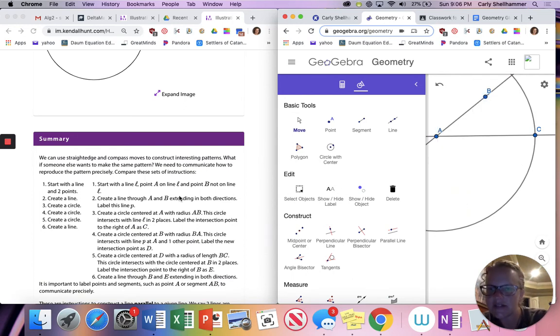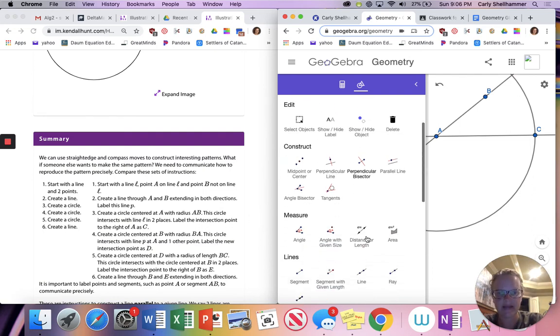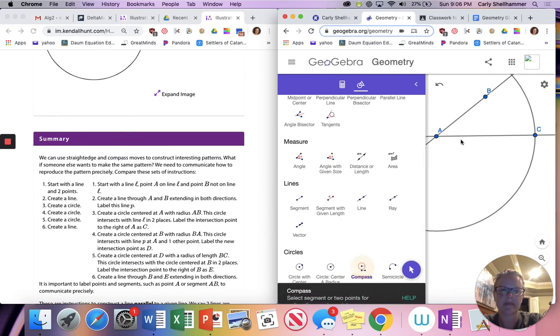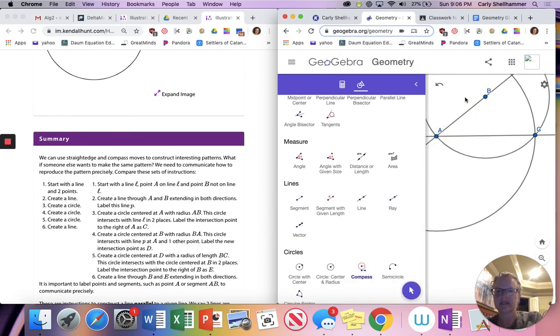So create a circle centered at B with radius BA. So let's do our compass. Centered at B with radius BA. This circle intersects line P at A, right there, and one other point. Label the new intersection as point D.